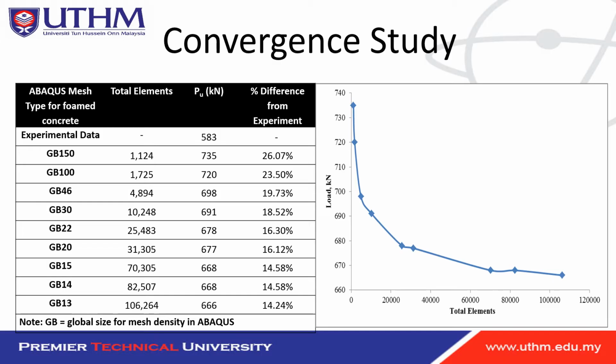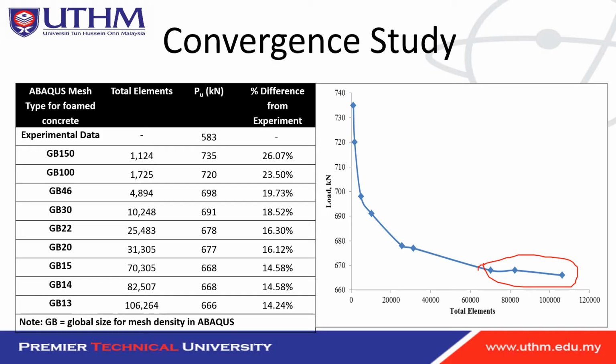Once you get this result, you plot the graph. You can see this is the trend of the graph. From the coarser mesh to the finer mesh, you get almost flat data. This is what we call the convergence study, using the mesh density.